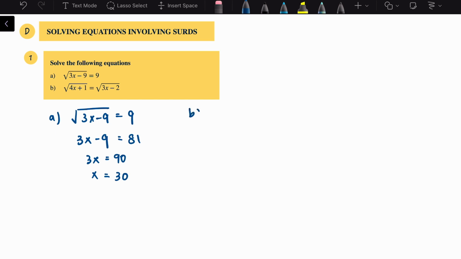Now part B is also the same. What we can do right now is to square both sides of the equation so that we can remove the surd expression. Now when we square both sides, we will have 4x plus 1 equals to 3x minus 2. Moving all the variables on the left hand side of the equation, we have x equals to minus 3.